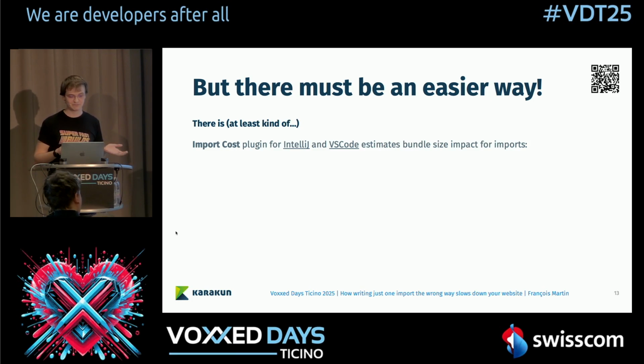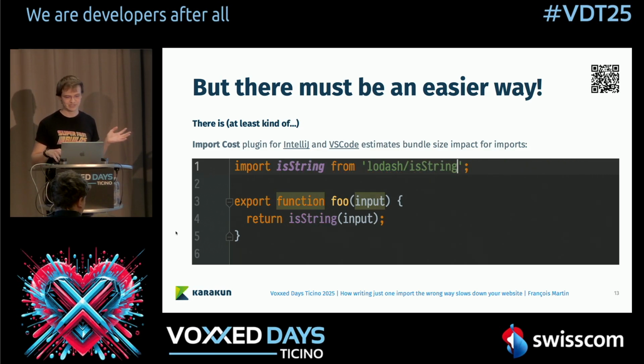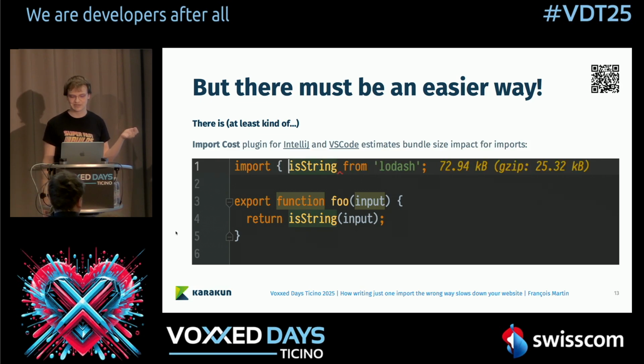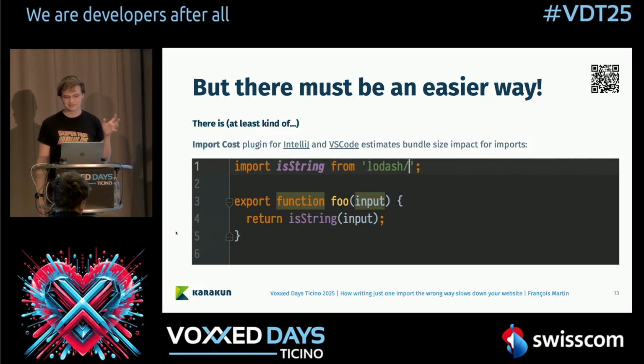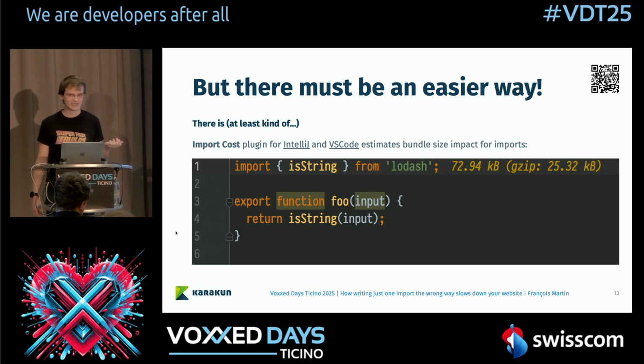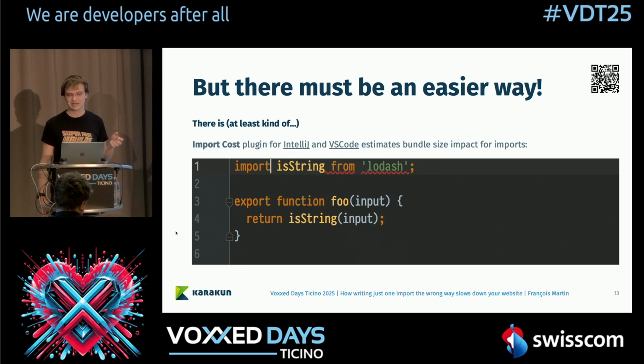So one example is there is an import cost plugin, which is available for both IntelliJ and VS Code, for example. And this helps you estimate the bundle size impact that you have with imports. So as you can see here, if we use the import I showed you that is good, it says 2.15 kilobytes. And if I change it to the ES 2015 import, it says 72.94 kilobytes. So it displays to you quite easily how much it uses. Of course, you still need to know what kind of imports and how you write the imports and exports. And you need to maybe try around a little bit to find the right one. But at least you can see the impact of what you add.